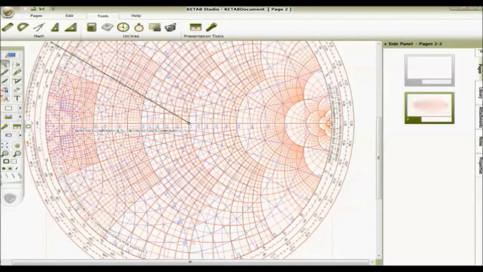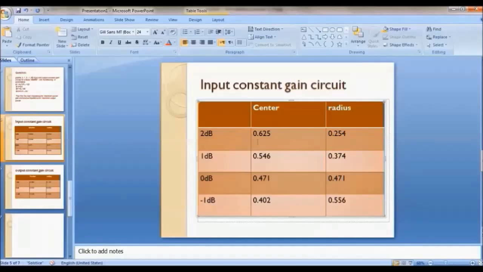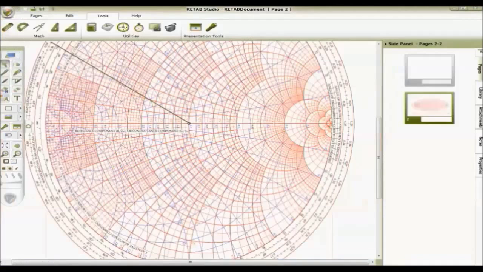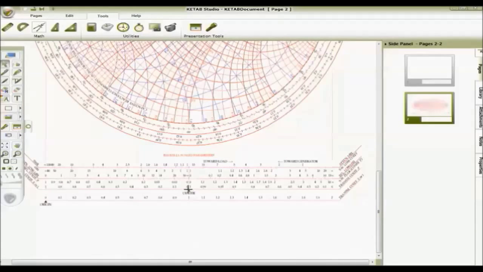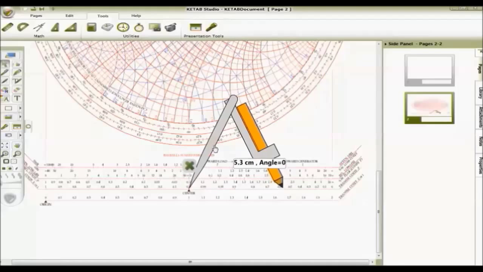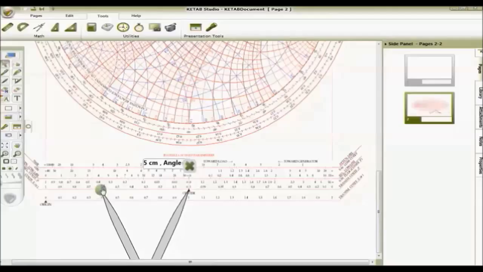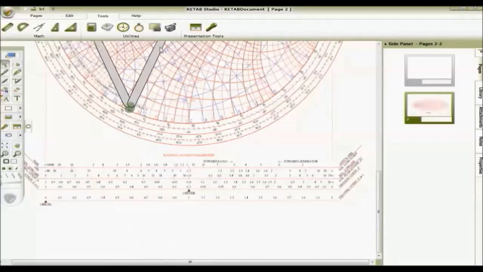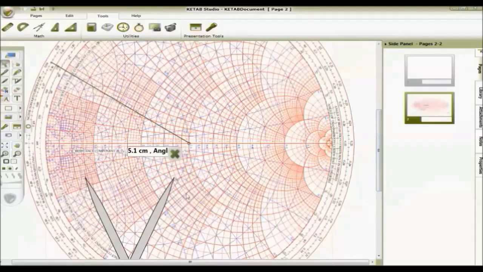So open the canvas and add the reflection coefficient axis on the bottom of the Smith chart. We open the compass to the value of the center and then we go and plot the center by putting the pin of the compass at the center of the Smith chart, and the new center will be the intersection point between the phase line and the arc drawn by the compass.